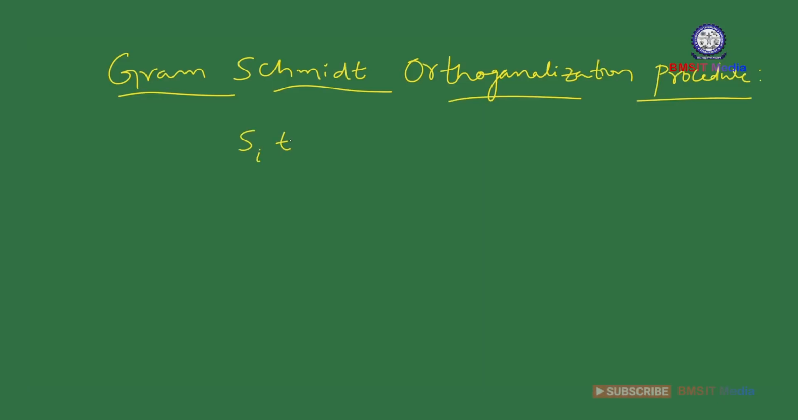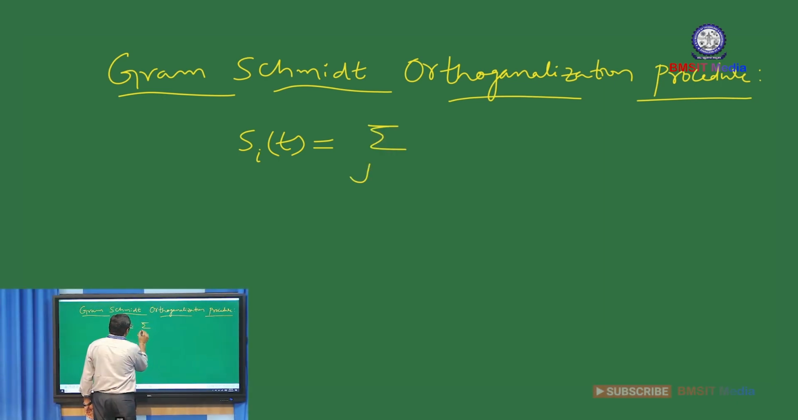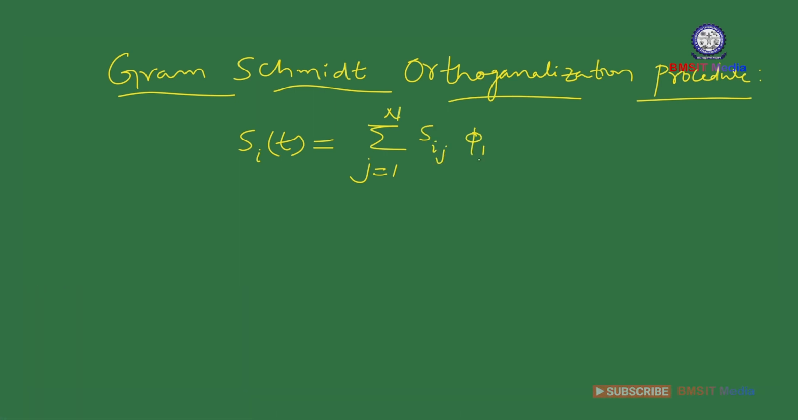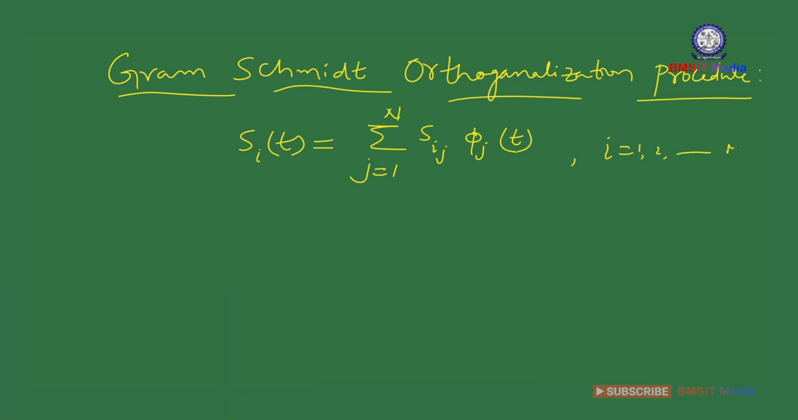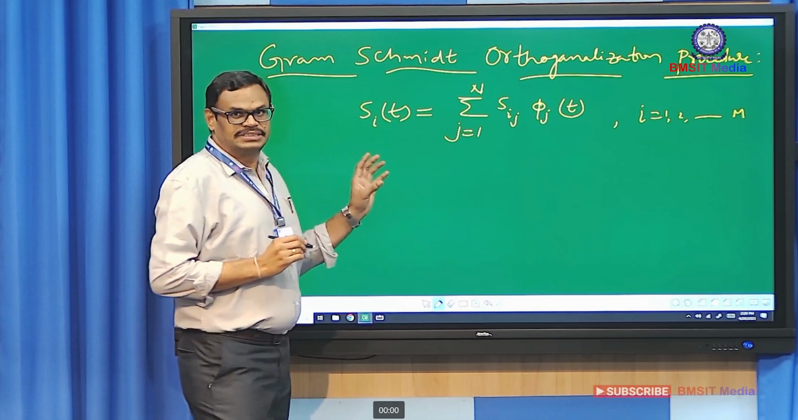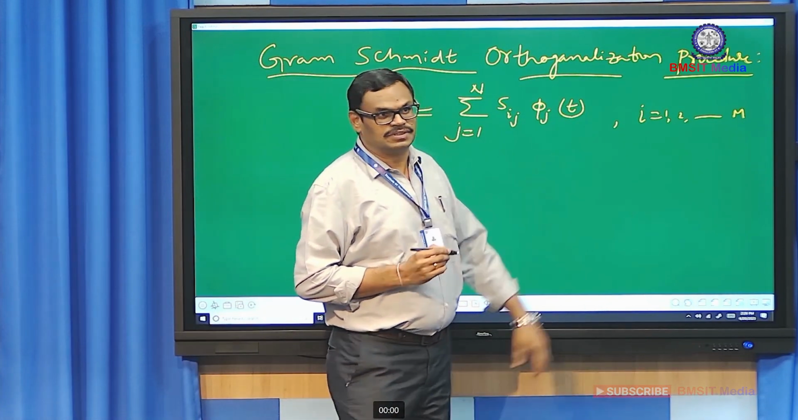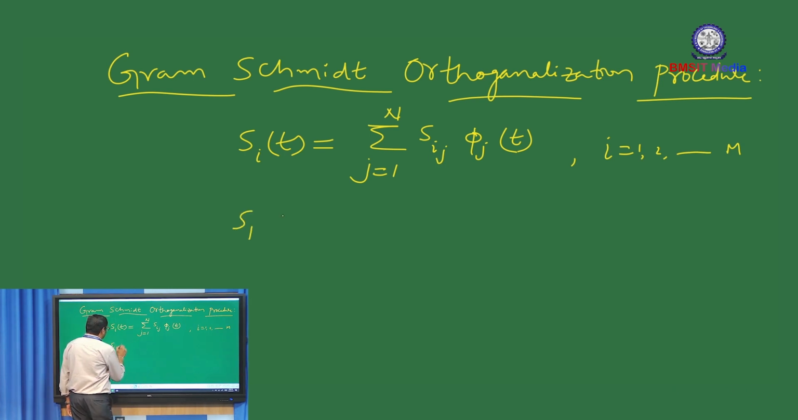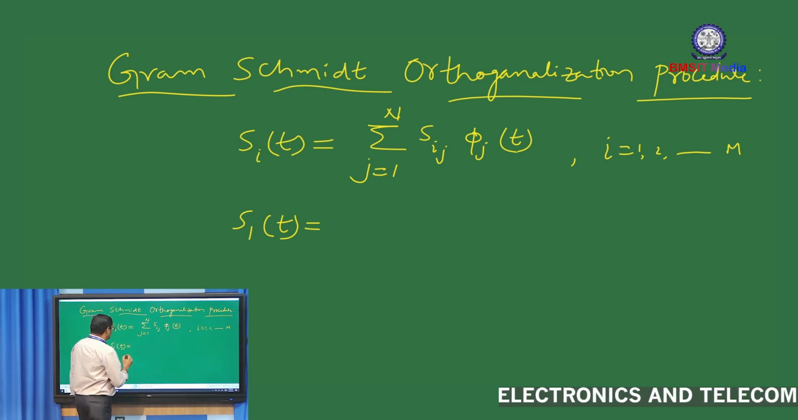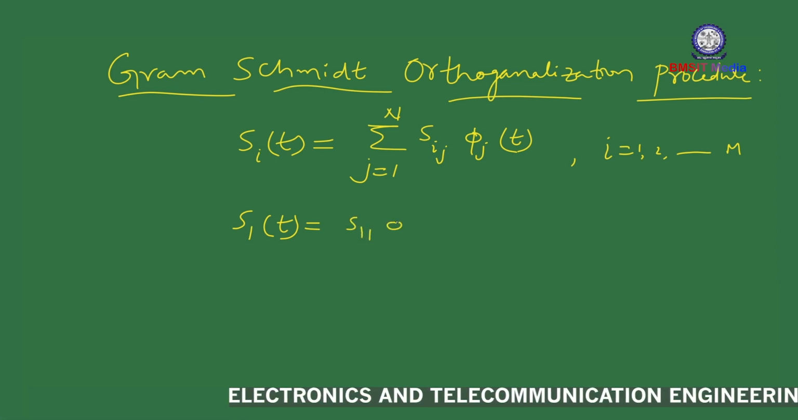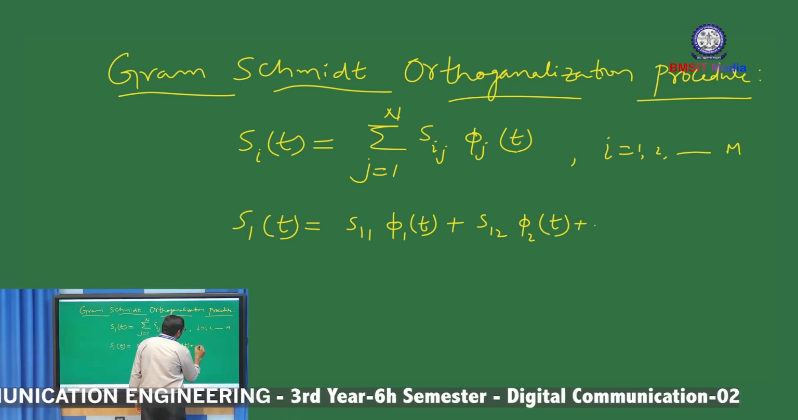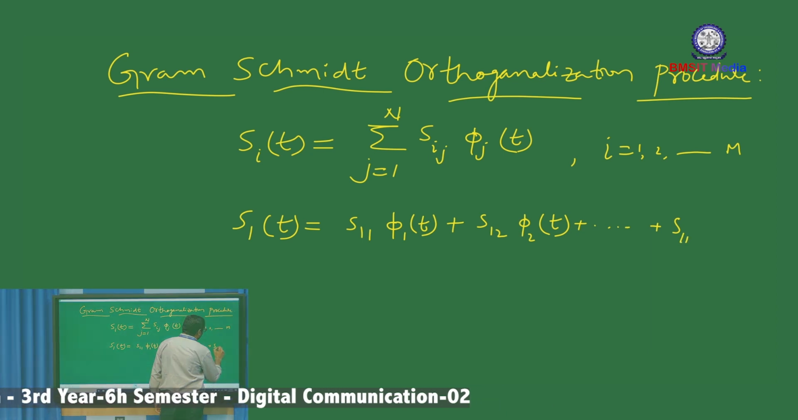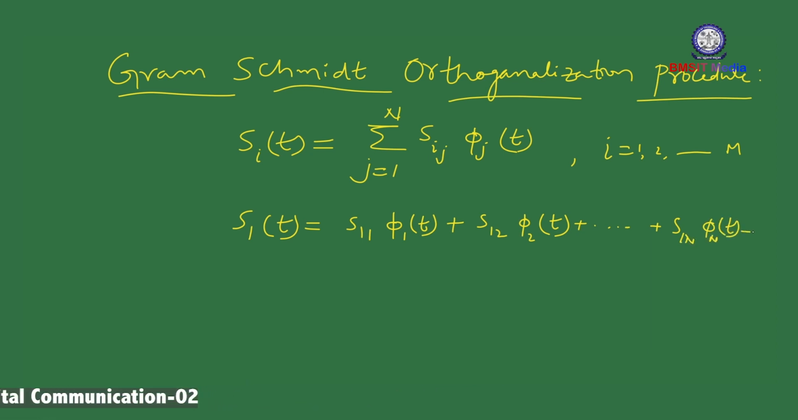So as I said, s_i of t is equal to summation j is 1 to n s_ij phi_j of t, where the value of i can vary from 1 to m. So these are the m finite energy signals we are expressing as a linear combination of n orthonormal basis functions. If I expand this by substituting i as 1, I can write s1 of t is equal to s11 phi 1 of t plus s12 phi 2 of t plus and so on up to s1n phi n of t. I can call this equation 1.